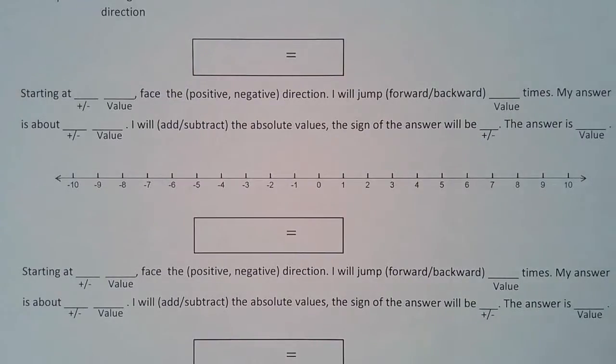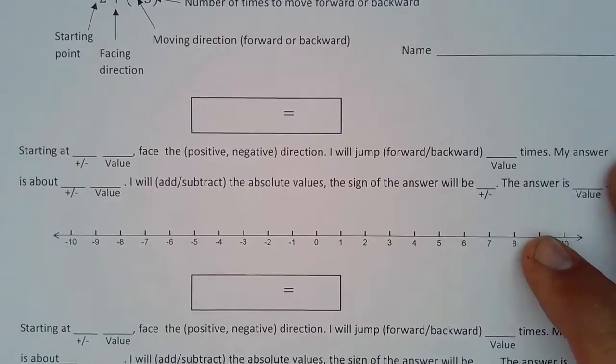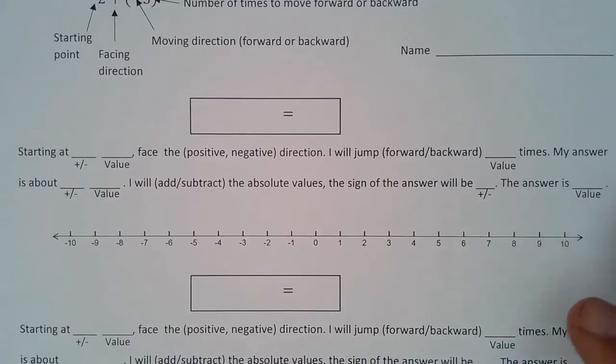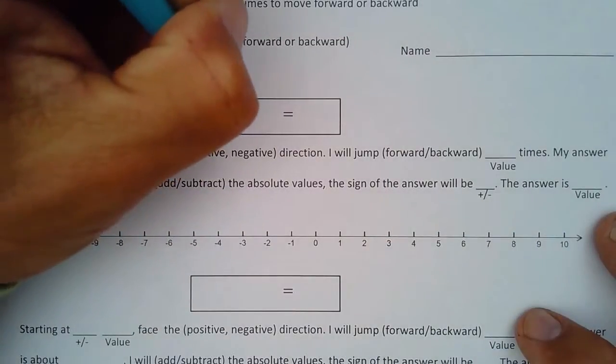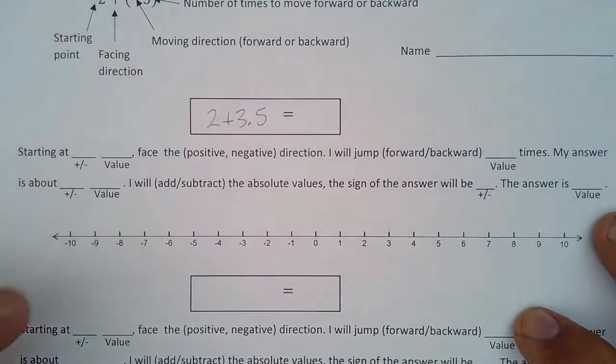Hi, and welcome to my enhanced rational number sentence frame. We're going to start with 2 plus 3.5. And we're going to use the sentence frame to uncover the answer to this one.